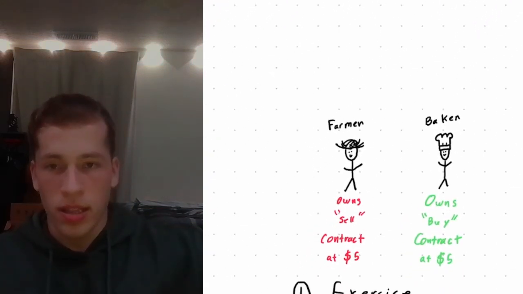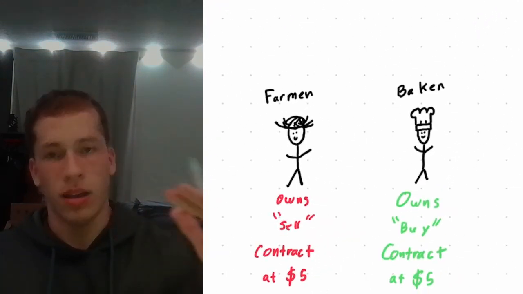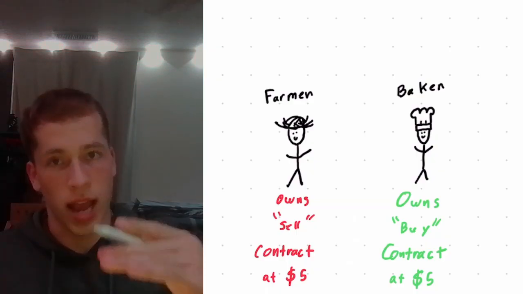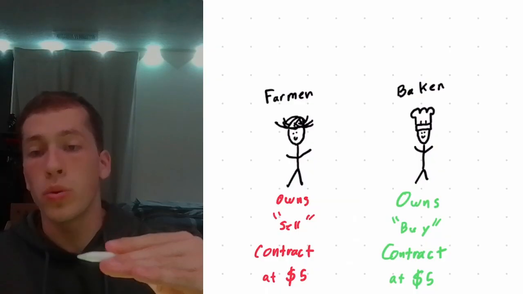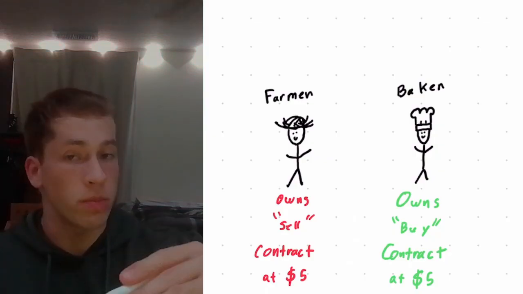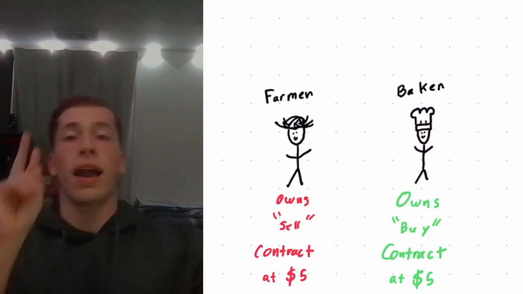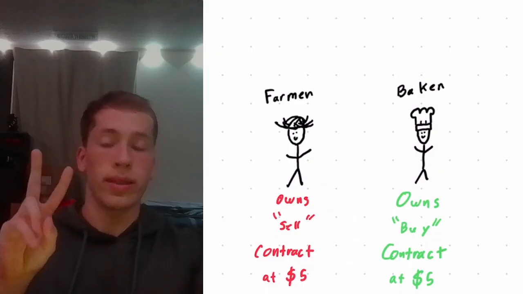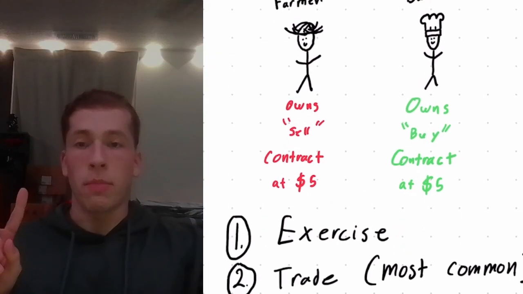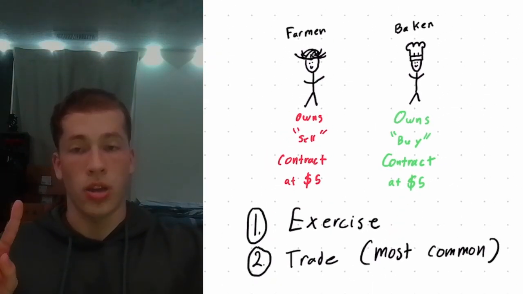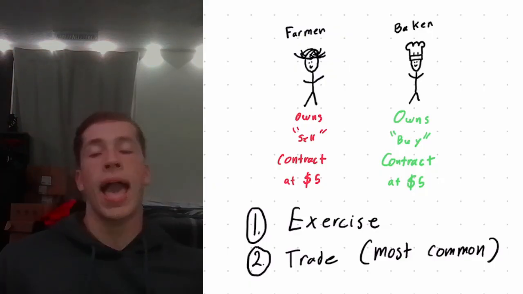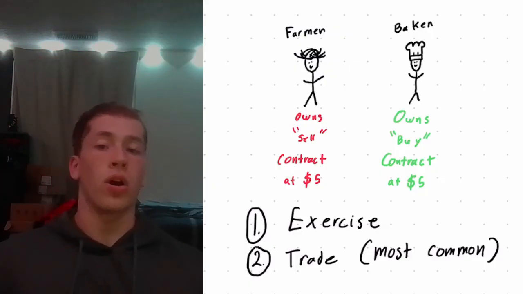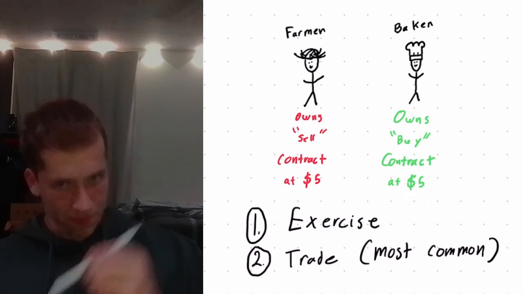Now, the baker owns one buy contract of wheat at $5 at this set price, and there's an expiration date as well. The farmer owns a sell contract at $5 a bushel as well. Now, they have two things that they can do with these contracts. Number one is they can exercise the contract. The contract has a set expiration date, and they can choose to, by that date, exercise the contract. They can also trade the contract.